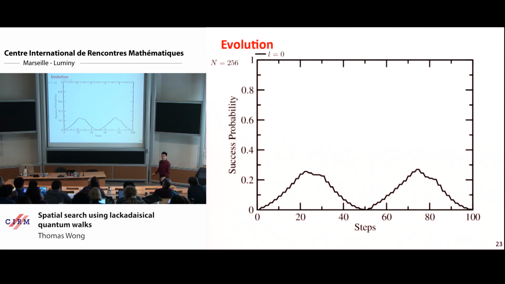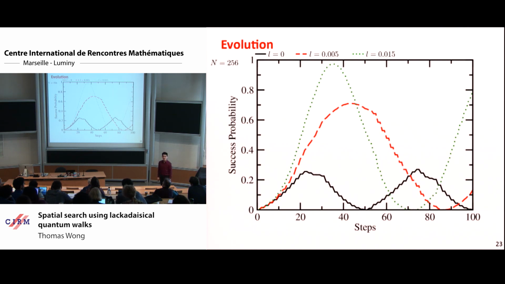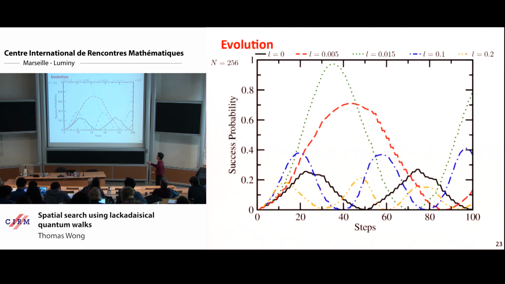If we make it lazy, let's say L is 0.005, now the success probability actually jumps up quite a bit. Make it more lazy, it jumps up some more. Make it more lazy, and oh, it's bad again. So again, we see the same trend where there's some optimal amount of laziness so that your success probability is boosted as much as possible. And if it's bigger still, it's still worse, okay?